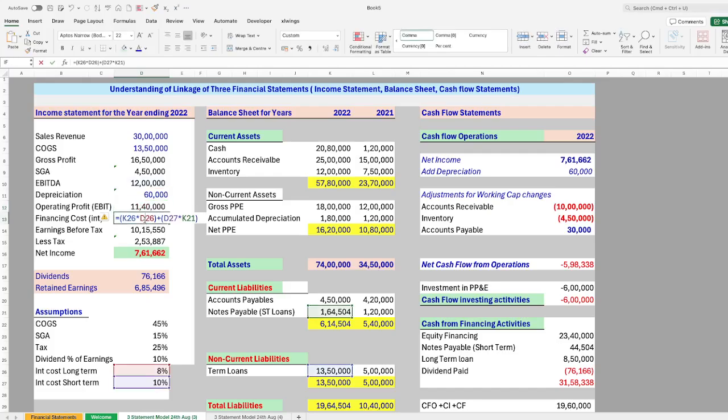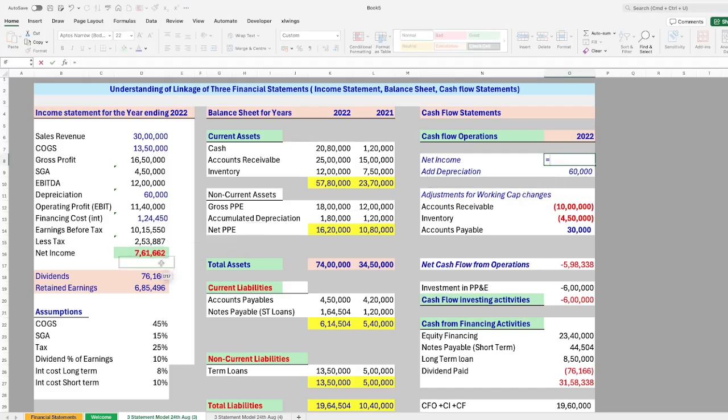Next, less interest cost, or the financing cost. That is nothing but the short-term interest times the short-term loan and the long-term interest times the long-term loan, which will give you the interest cost. Now you have the earnings before tax, then at 25% tax, you deduct the tax and you get the net income. This net income is directly linked to the first item on the cash flow from operations. So that means the net income is linked.